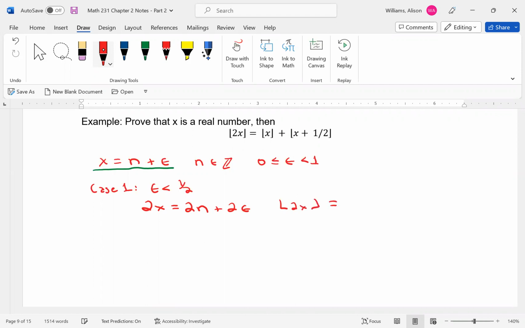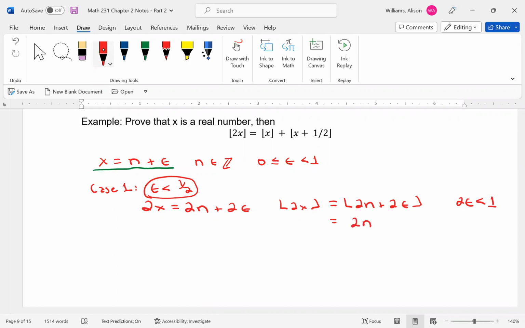So I'm looking at what the integer function is going to do to 2n plus 2 epsilon. If I take and multiply epsilon by 2, is that going to be a whole number or bigger than 1? And the answer is no. Epsilon is smaller than 1/2, so if I multiply it by 2, it's never going to get up to 1. So 2 epsilon is smaller than 1. So this is going to end up equaling 2n because it's going to round down.